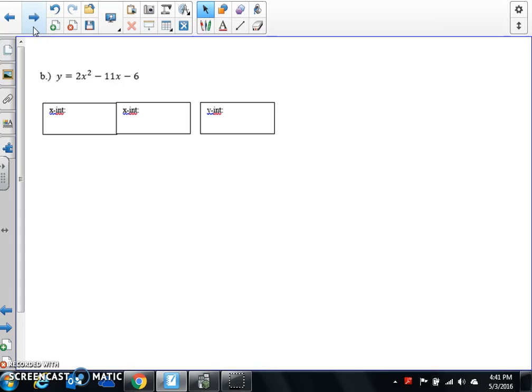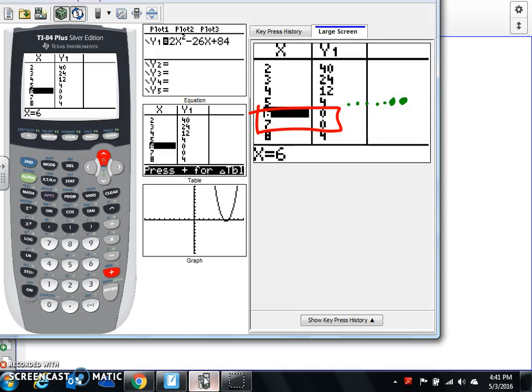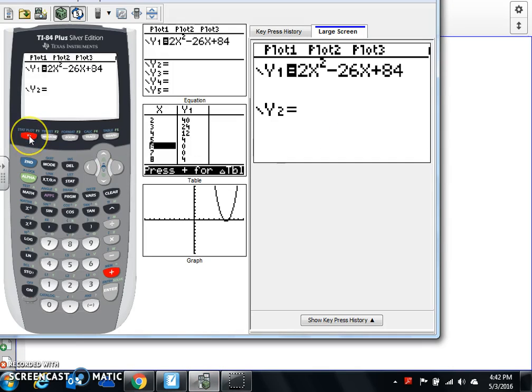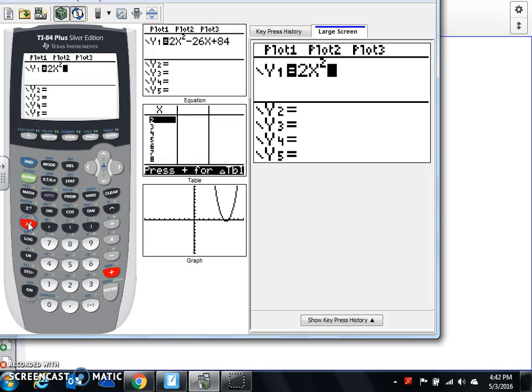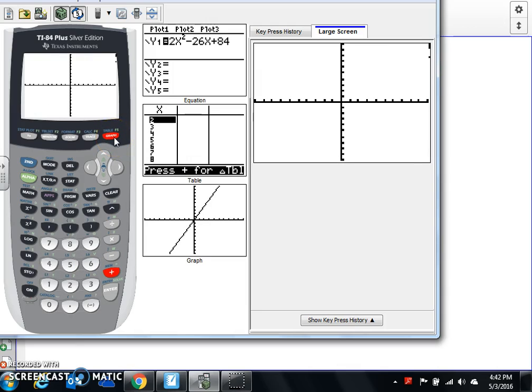Okay, grab your calculator. Let's get rid of all this stuff. Go to y equals, clear it out. 2x squared minus 11x minus 6. Graph it.